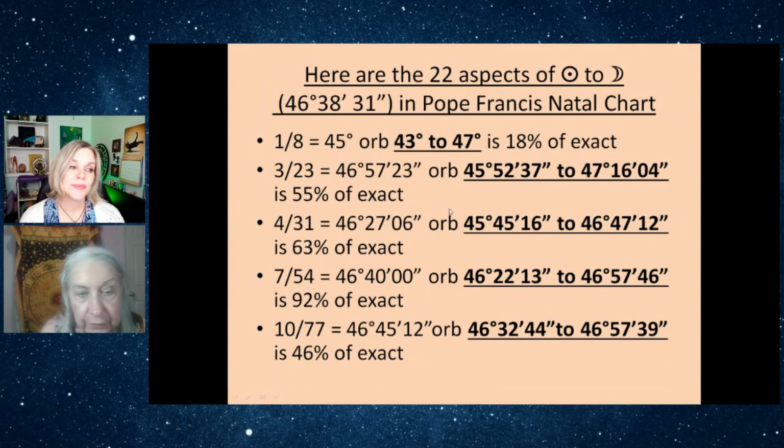Whoops. 4/31, same thing. 46 degrees, 38 minutes fits in the middle of that. 46 degrees, 38 minutes fits in the orb of 7/54. And again here, look at 46/32 to 46/57. Well, 46/38 is in between those two. Again, and each time the calculation shows how exact this is. I'll show that calculation in more detail a bit later.